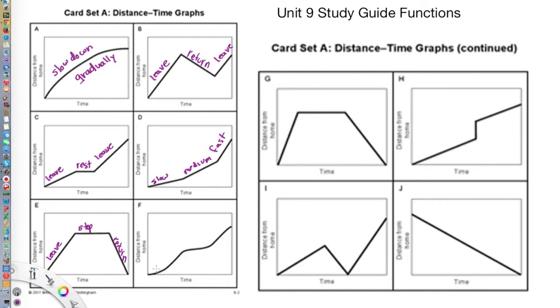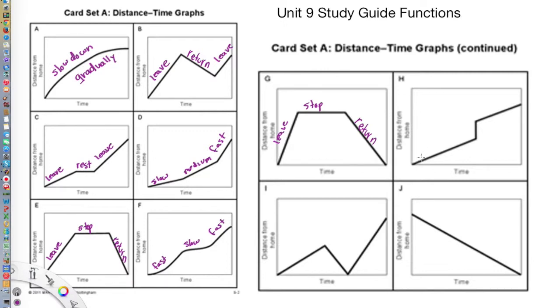Here we see a fast departure. Then we slow down. There's still an incline, but it's very slight. And then we see fast again. So fast, slow, fast. It's not completely flat. If it was completely flat, it'd be like C over here, but it's not. There's still a gradual increase, so you just slow down and then speed back up again. Graph G, we see that we leave, we stop, and then we return again. We've seen this before.